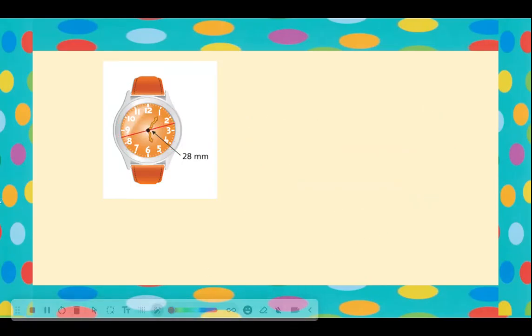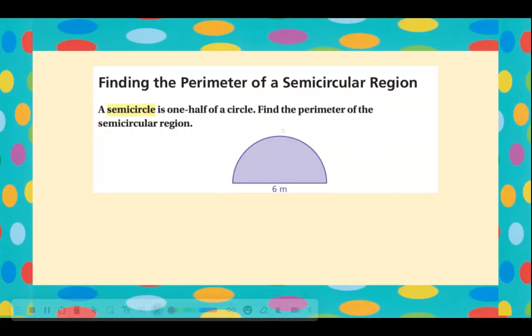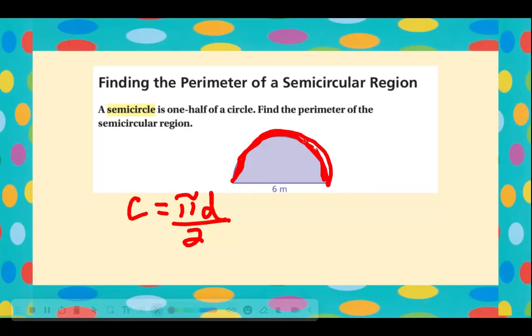Great job. Okay, now we have a semicircle. We need to find the perimeter of the semicircle. So the first thing we need to do is find the distance from here to here. So we're going to follow the same formula. I see a diameter, so circumference equals pi times diameter, but this time we're going to divide it by 2 because it's a semicircle. And that'll give us this part here of the semicircle. Okay, so C equals 3.14 times 6. Then we're going to divide that by 2.